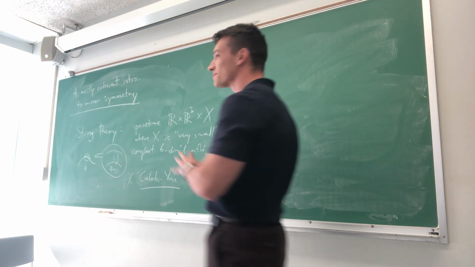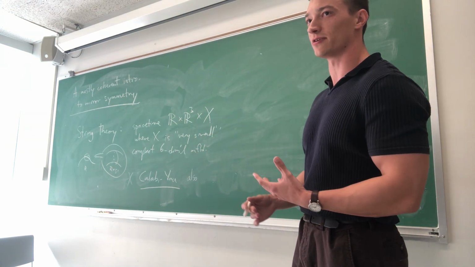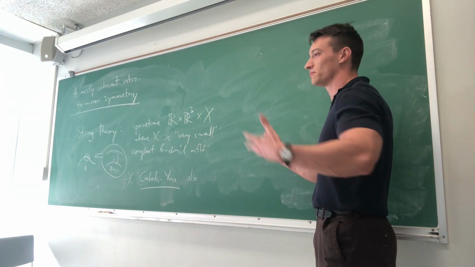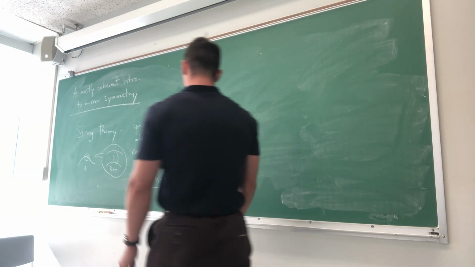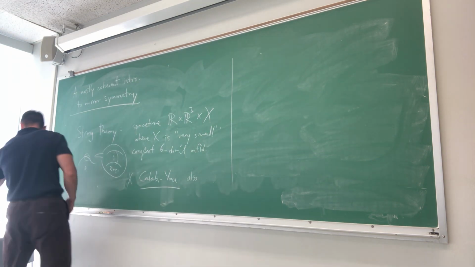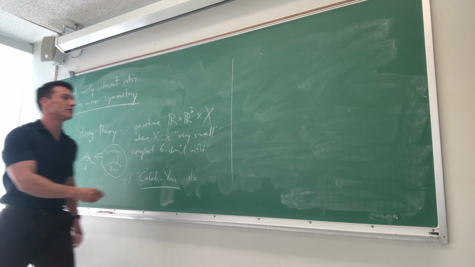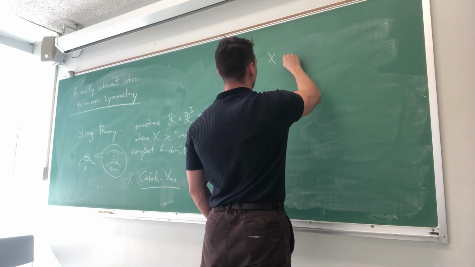So the first part I'm going to try to explain, again without assuming too much background in complex geometry, is what that means, what some examples of it are, and what it entails. Okay, so X is a Calabi-Yau manifold, so I have to say what a Calabi-Yau manifold is. Among other things, first of all, X has to be a complex manifold.